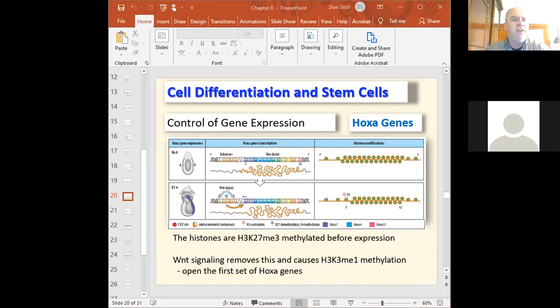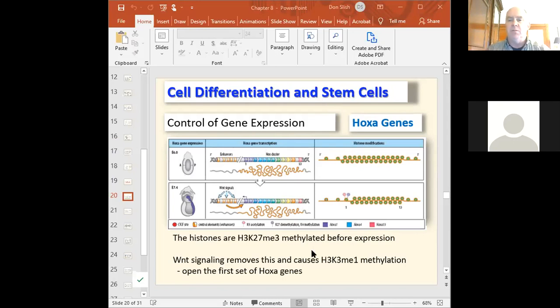Okay, HOXA1 enhancers are open because they're in between the two TADs. Then that begins the removal of the shutting-off methylation and turns on the histone methylation that opens the gene. And then that kind of cascades down the cluster. And that's part of why, as you go from A to P, HOXA 1, 2, 3, 4, 5, all the way down to 13 happens in that direction, because the DNA is opening up in that direction. That's part of it.